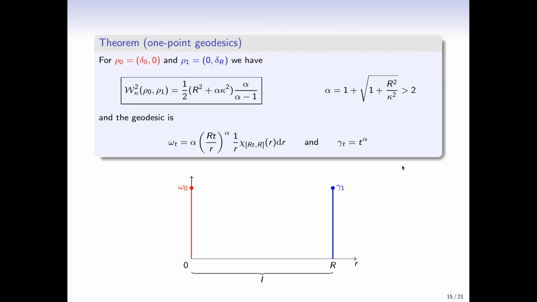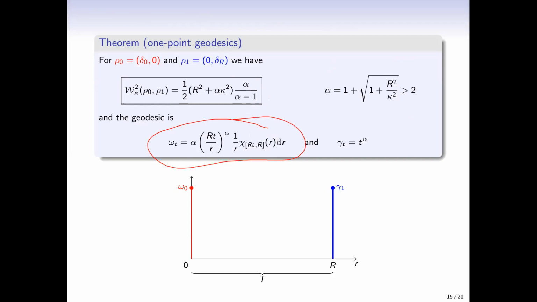So here is an explicit formula. You compute this exponent alpha. I will comment on the numerology later on, but you compute this exponent, which is always larger than 2, and then the distance is given by this explicit formula. Okay? But more interesting is actually the expression for the geodesic. So let me comment on this.